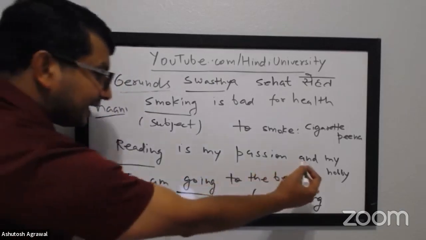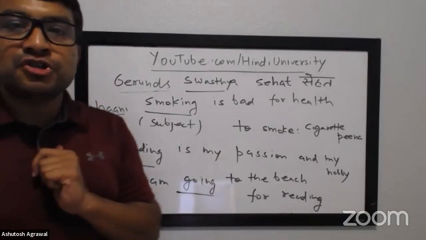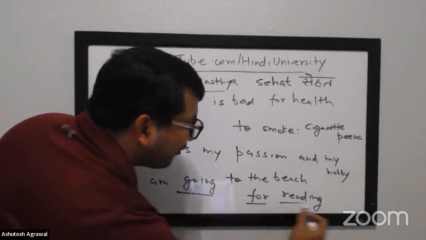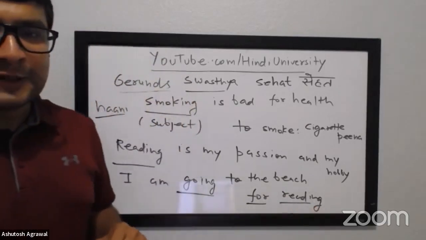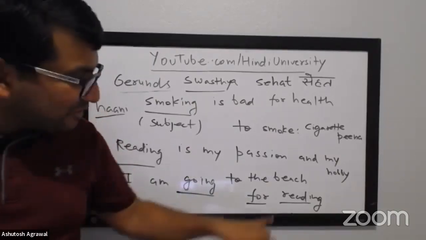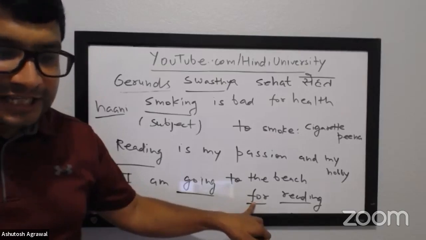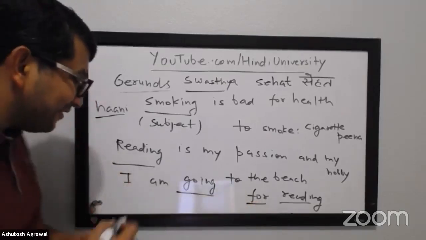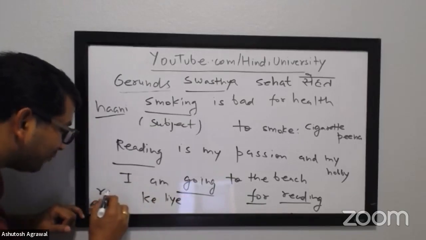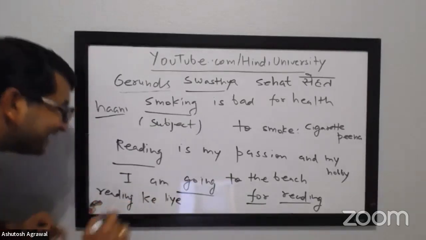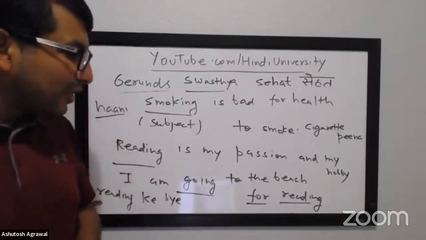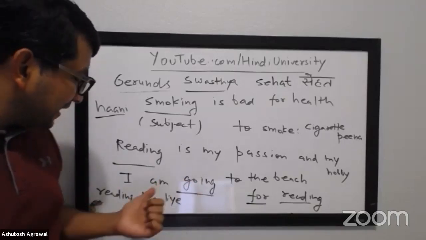If you were to simply say, I'm going to the beach, you say main beach ja rahi hun, or main beach ja raha hun. Now you have for reading, and it is not used as a verb here. What is for in Hindi? Ke liye. One way would be, you can keep it simple, main reading ke liye bhi ja rahi hun, which is fine, it's a small hack. But if you want to say it in Hindi, what would you say?